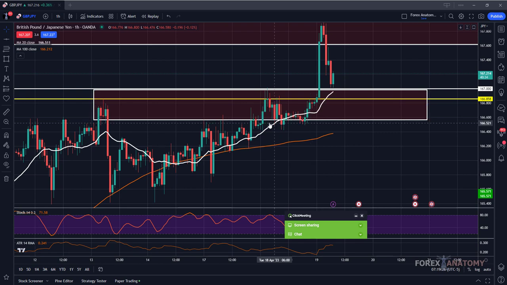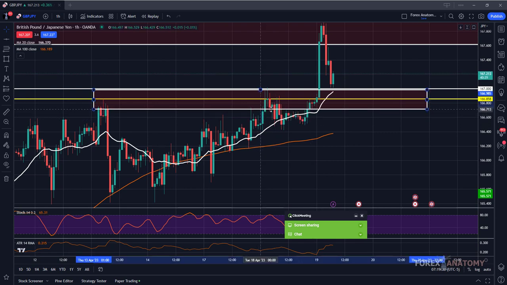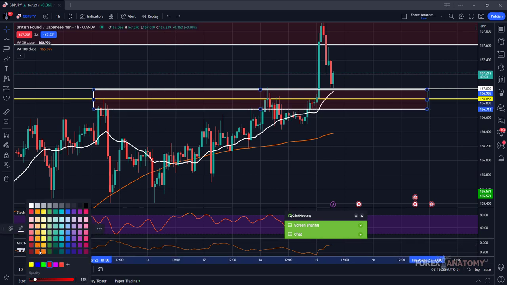But I'm going to tighten it up a bit because we do have this area of hesitation right here. I don't know if you guys can see it on your end, but we do have this area of hesitation right there. So this zone right here could act as an area of demand where buyers can come in. So we want to look for potential buy opportunities probably right about now.